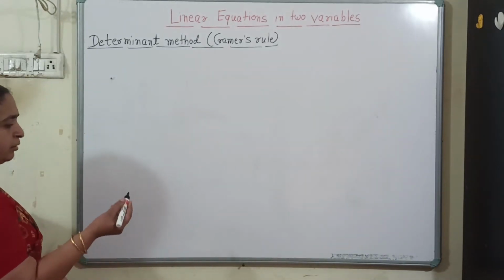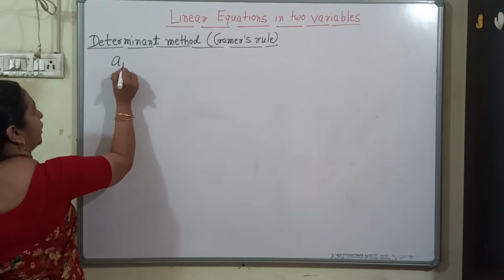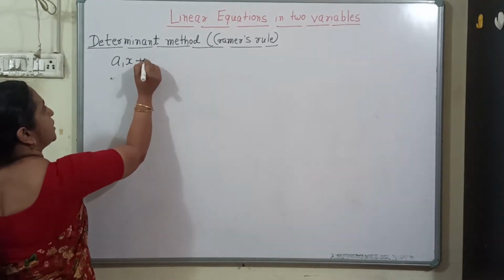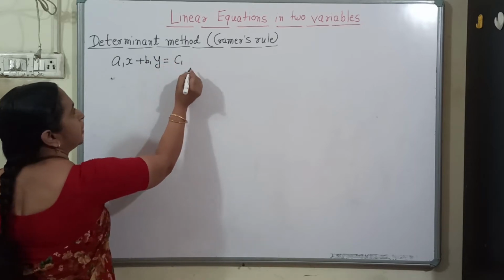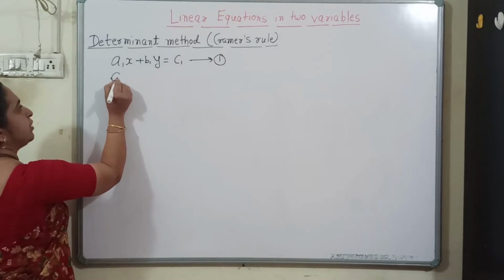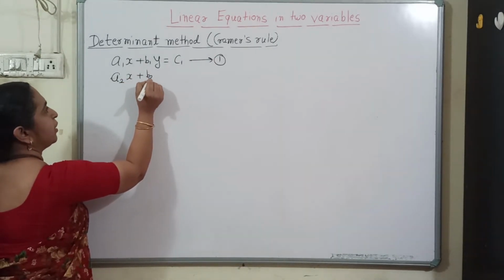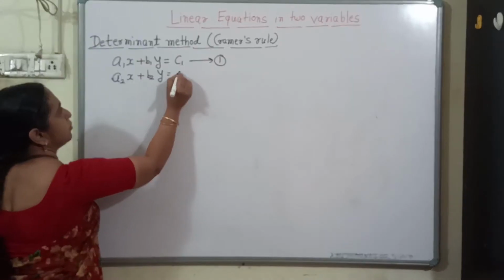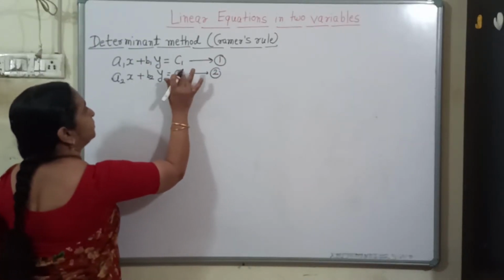First we consider two simultaneous equations, a1x plus b1y is equal to c1. This is our first equation. Now consider second equation as a2x plus b2y is equal to c2. This is our second equation.